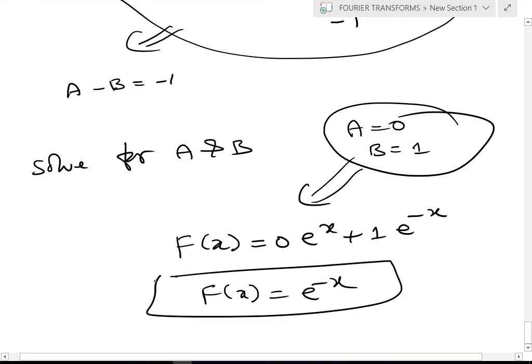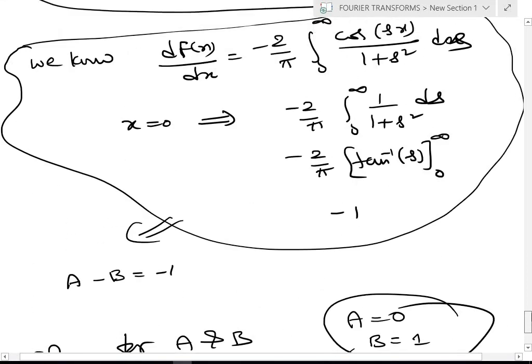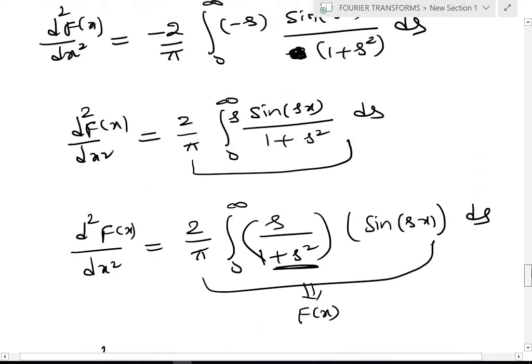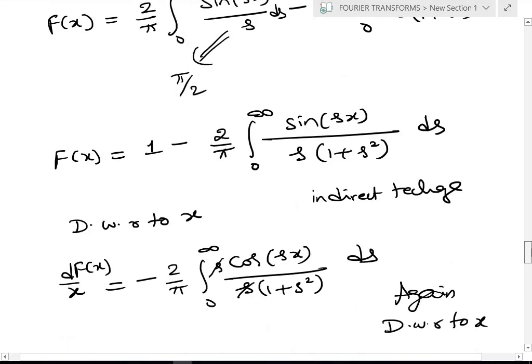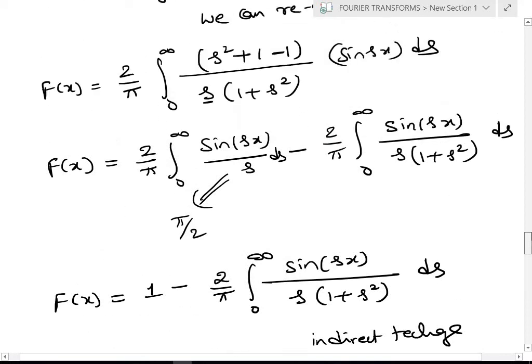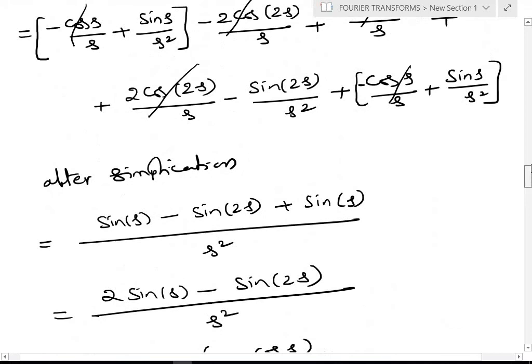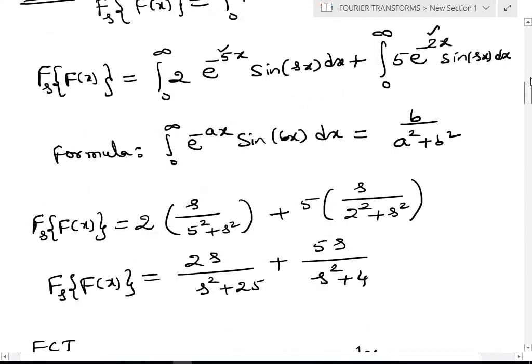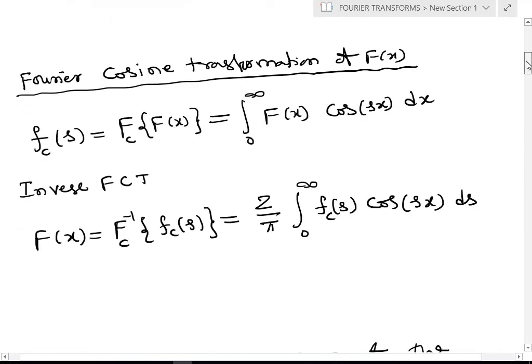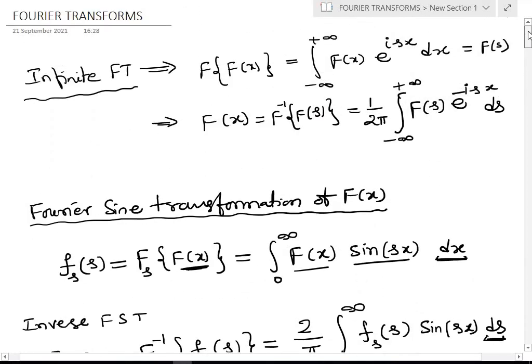So inverse Fourier transformations are a little bit tough. Tough means this is the way we need to solve the integration, and how we solve the integration is important. Indirect techniques we need to apply sometimes. So be careful. I think everybody understood. With this you got an idea of solving problems related to sine and cosine transformations. Remember the definitions of sine and cosine. Okay, thank you. We'll meet in the next class.